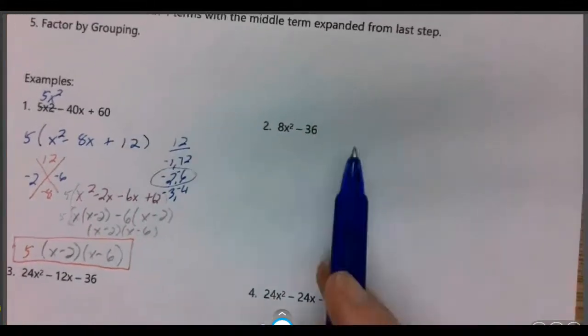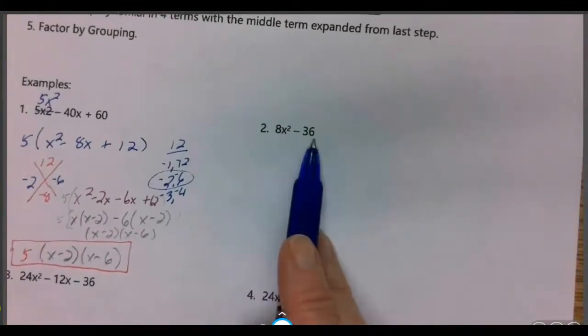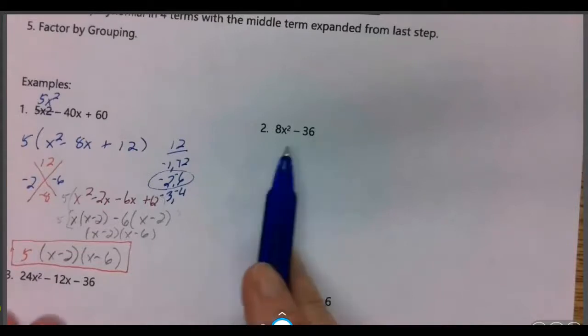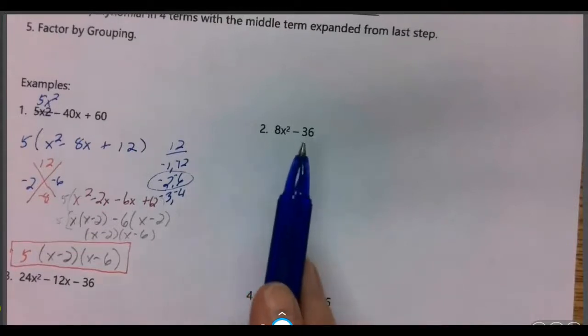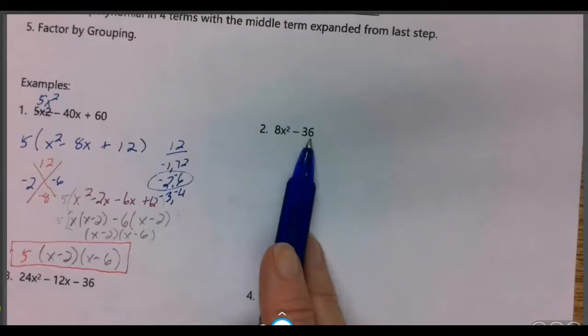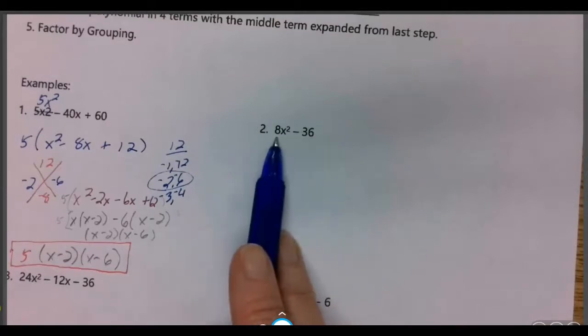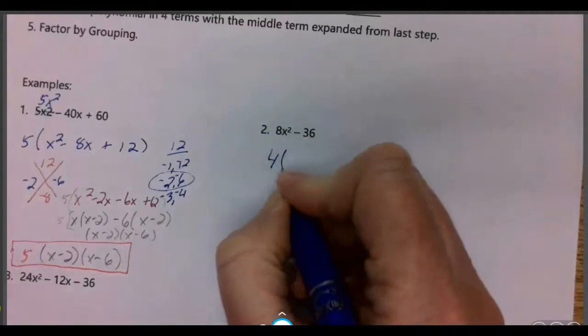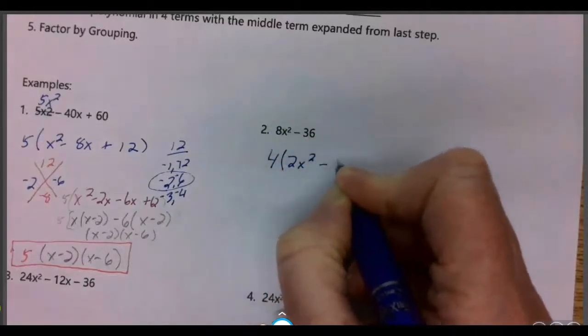Okay, let's look at number 2. Is it in standard form? Yes, it is, but it's in 2 terms, so we're not as picky. Okay, so the first thought is 2 terms. Are they both perfect squares? Nope. Is there a greatest common factor, though? Yes. We can take a 4 out of both of them. I can take a 4 out here, and I get 2x squared minus 18.